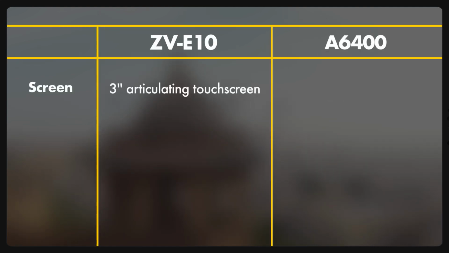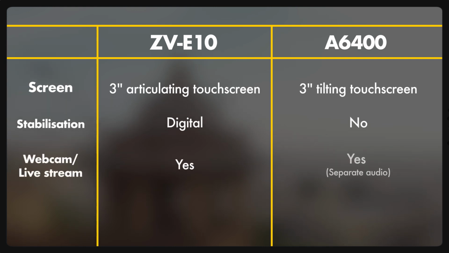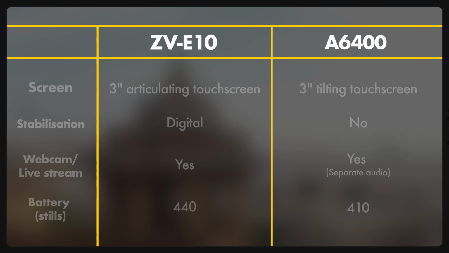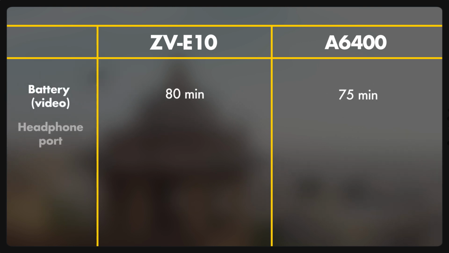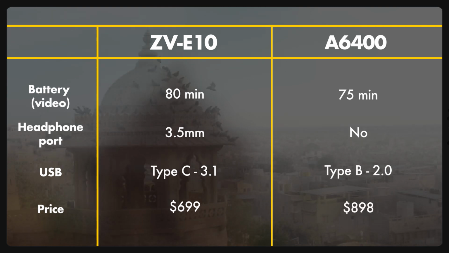A 3-inch articulating touchscreen versus the tilting touchscreen on A6400. An active digital stabilization which gives you more stabilized shots. Webcam or live stream option which you also get on A6400, but in case of A6400 you will need a separate audio source. Better battery life in case of stills, better battery life in case of video, a 3.5mm headphone port which is not there on A6400, a Type-C 3.1 USB port versus the Type-B 2.0 port on A6400. And obviously the new Sony ZV E10 is $200 cheaper than the A6400.